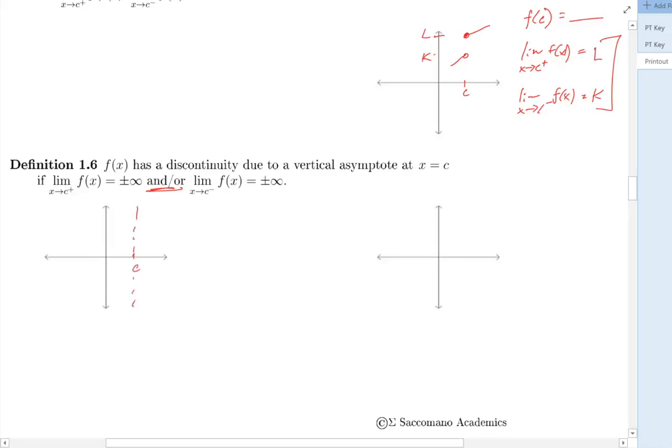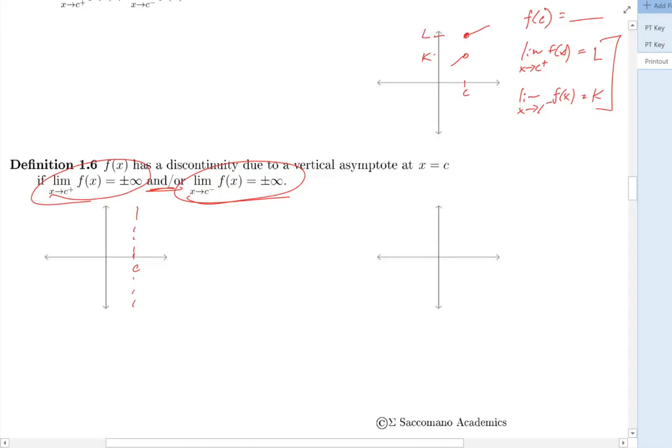So, what I like to write is, when we get to the justification, we'll do an example. What I like to write is, f has a discontinuity due to vertical asymptote because, and then I just quote either one or both of the one-sided limits going to plus or minus infinity. And maybe they'd be positive infinity, maybe they'd be negative infinity, but in a specific example, it won't be plus or minus. It'll be one or the other, and I state what it is in that specific example.